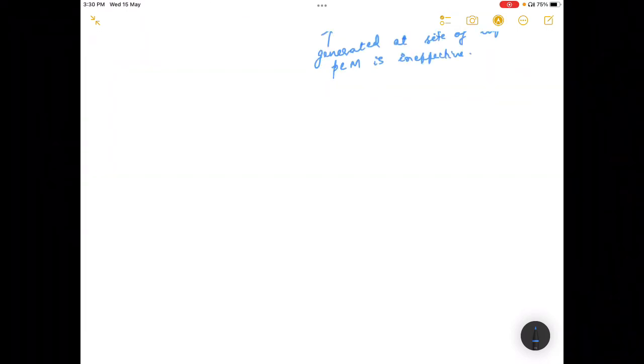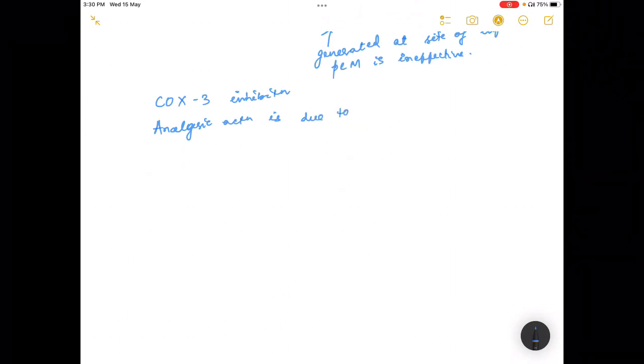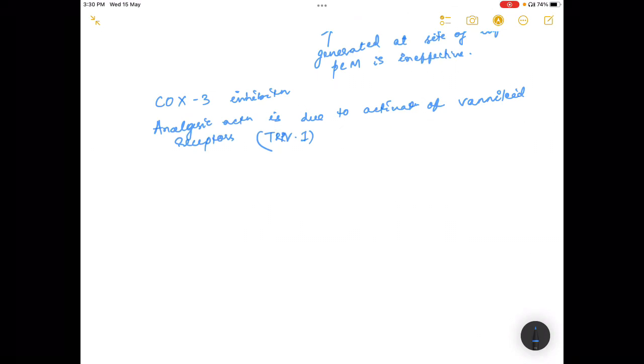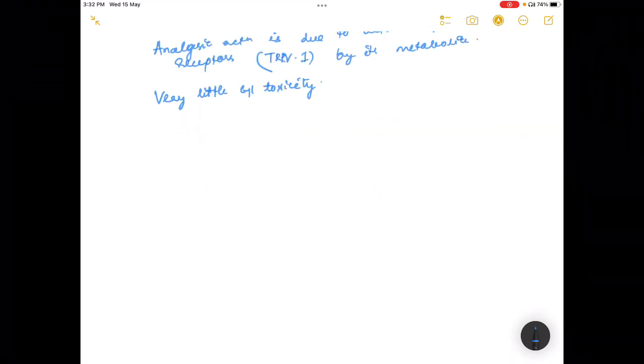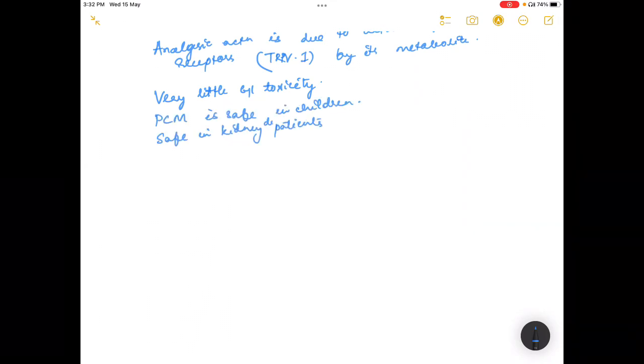Now, this has got COX-3 inhibition in the brain. The analgesic action of paracetamol is due to activation of vanilloid receptors, that is TRPV1 receptors, by its metabolite. Okay, it has very little GI toxicity, unlike the other NSAIDs. Paracetamol is safe in children. Also, it is safe in kidney disease patients.